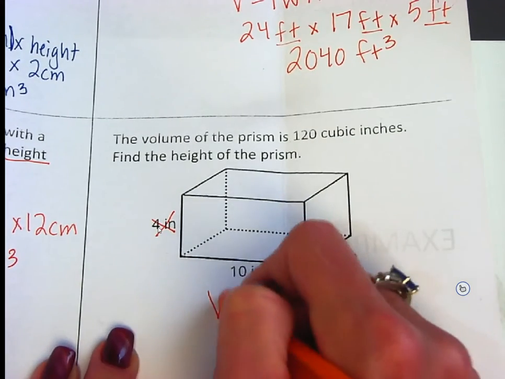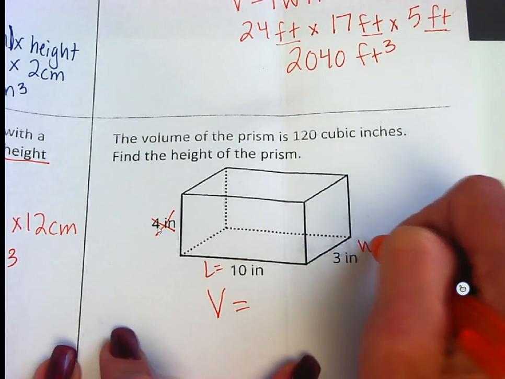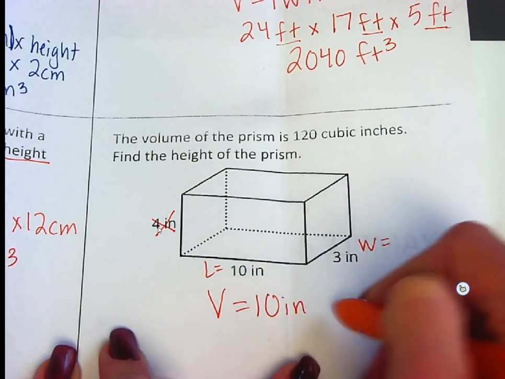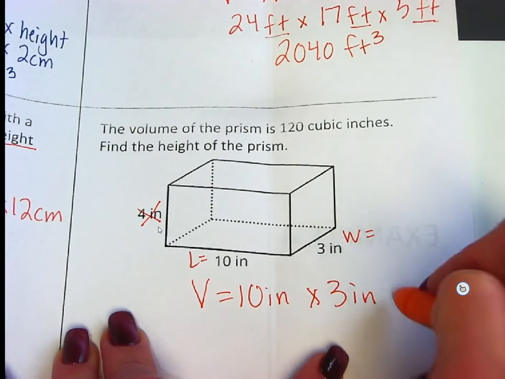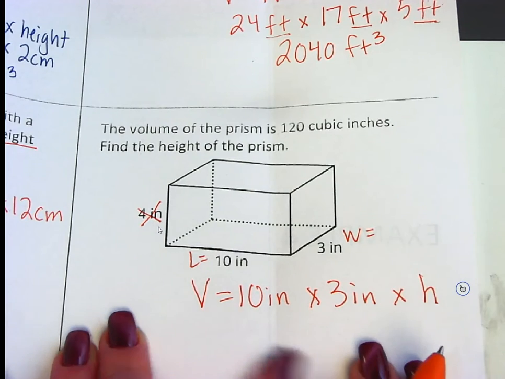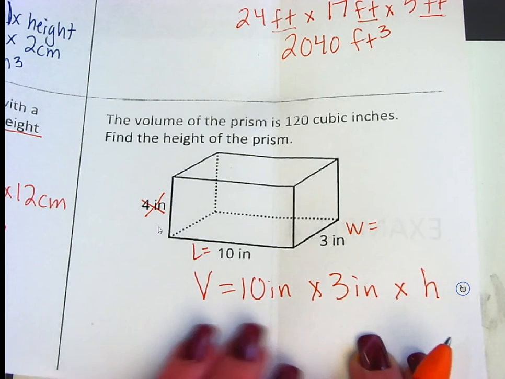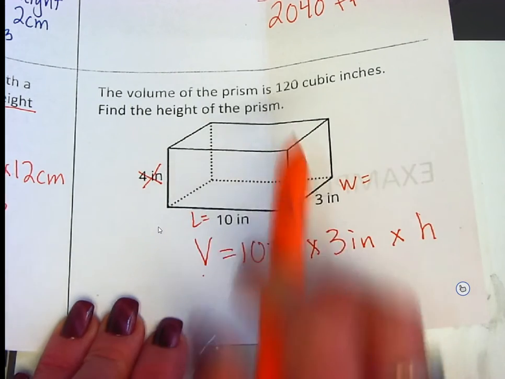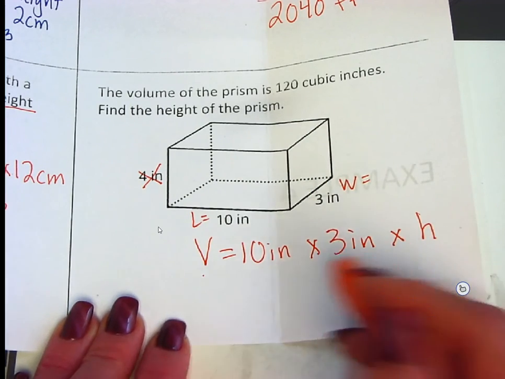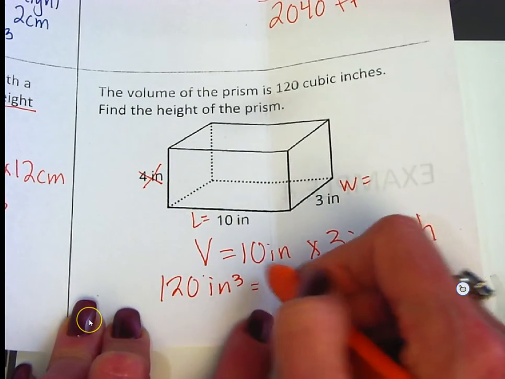So volume is equal to your length and your width. So your length is 10 inches. Your width is 3 inches. Right? But we're going to assume we don't know that height. So we're going to plug in h for height. So this time, we know the volume, but what we don't know is the height. So we're going to plug in what we know for volume. What's the volume, everybody? 120. It's 120 cubic inches.